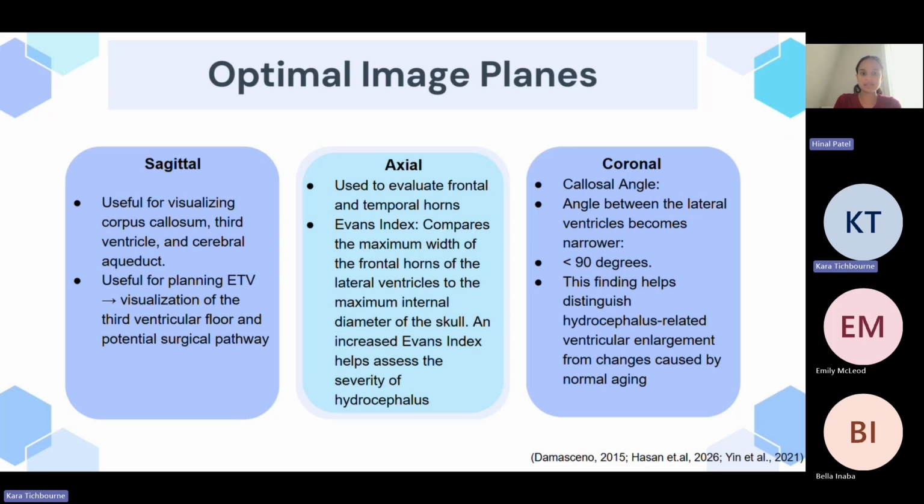Something known as the Evans index is measured, which compares the maximum width of the frontal horns of the lateral ventricles to the maximum internal diameter of the skull. An increased Evans index helps assess the severity of hydrocephalus. Lastly, in the coronal slice, something known as the callosal angle is measured. The callosal angle is the angle between the lateral ventricles, and as it becomes narrower, anything less than 90 degrees, it helps distinguish any enlargement related to hydrocephalus versus enlargement caused by normal aging.